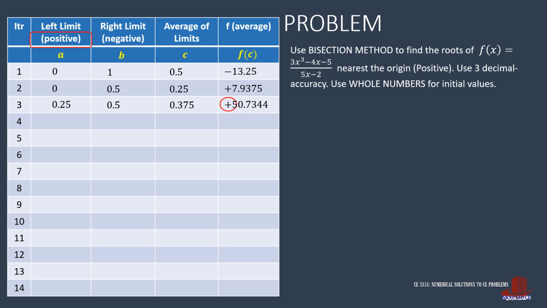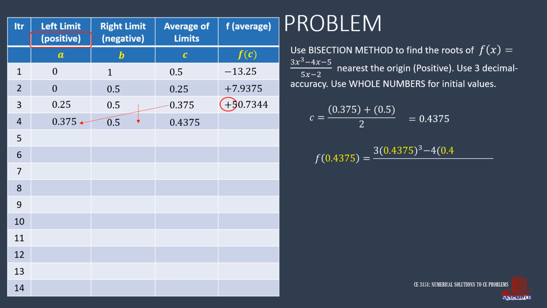With positive 50 for the latest f of c, we replace a by 0.375, and b remains at 0.5. Their average is half of 0.375 plus 0.5, which gives 0.4375. And the new f of c then is 3 times 0.4375 cubed minus 4 of 0.4375 minus 5, all upon the binomial 5 of 0.4375 minus 2. The result is negative 34.6602.